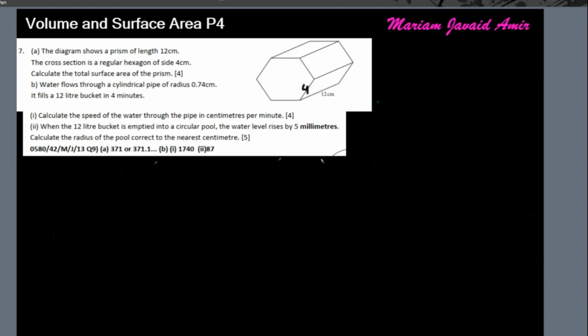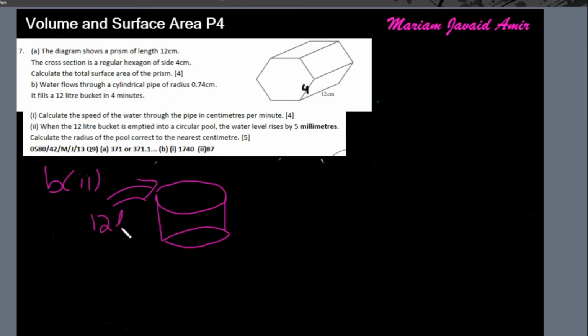Okay, the next part is: when a 12-liter bucket is emptied into a circular pool. So we have a circular pool, which means it's the shape of a cylinder. When the 12 liters is emptied into it, the level rises by 5 millimeters. So there's a 5 millimeter increase in the level of water. Calculate the radius of the pool correct to the nearest centimeter.